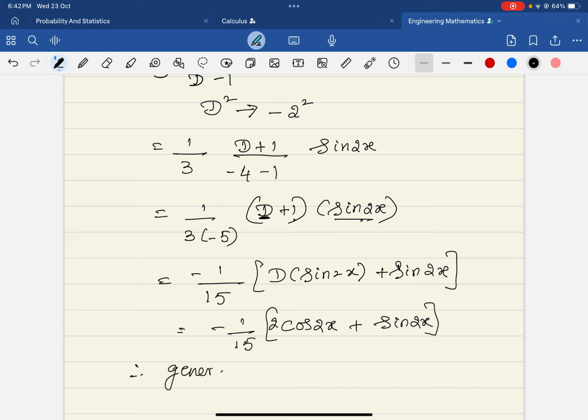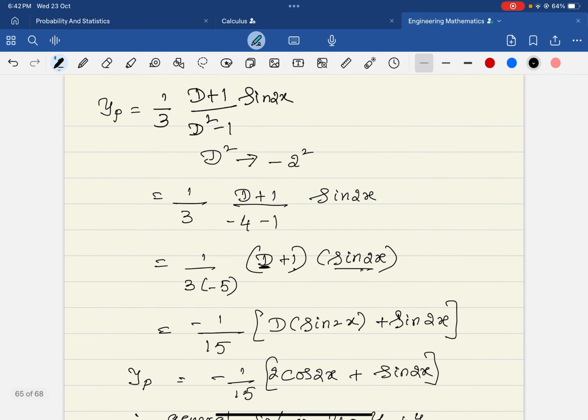The general solution is, this is your yp. The general solution, you have to write the whole yc plus yp. You will write the general solution. This is what form 2 is.